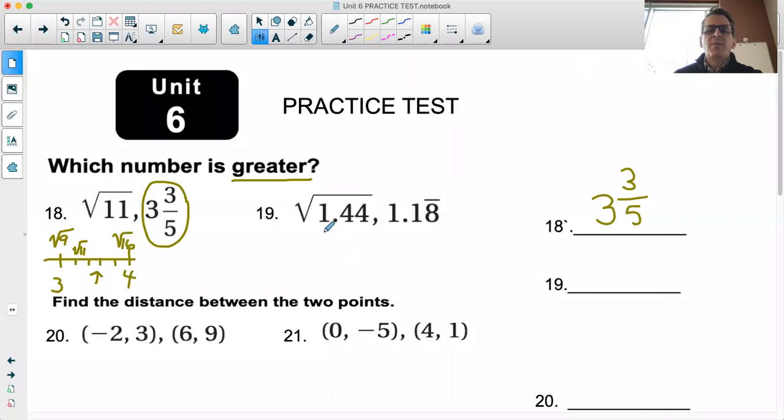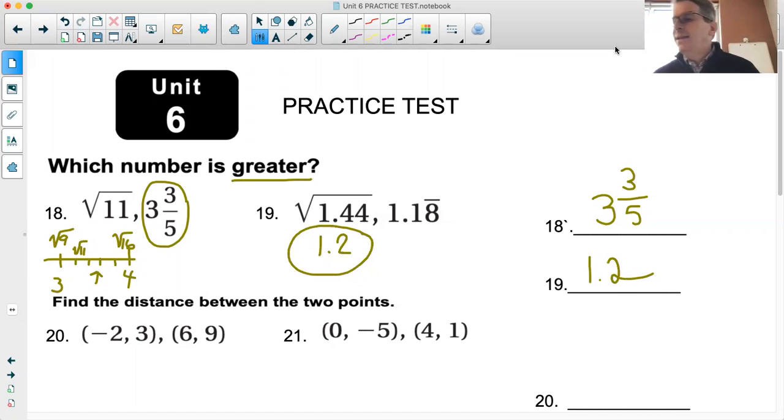So the square root of 1.44 is 1.2, because 12 times 12 is 144, and we have the decimal places to move the decimal over. So this is 1.2, this is 1.1 with the 8, and the 8 is the only thing that's repeating. So they're asking which number is greater, so the number that's 1.2 will be greater than 1.188 repeating. And that would be number 19.